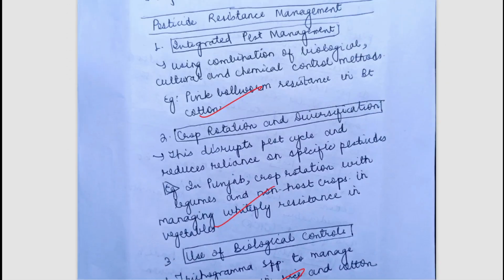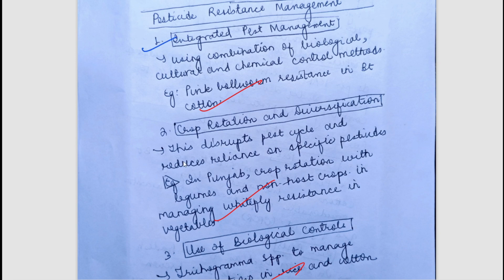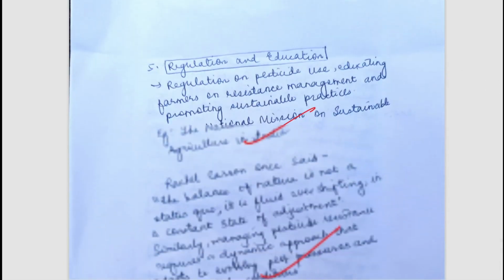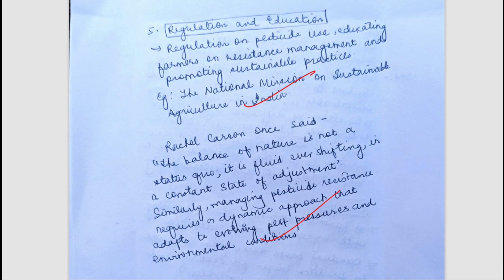How can we manage pesticide resistance? Obviously, we can do integrated pest management. We can do crop rotations. Sometimes monocropping helps the pests establish themselves on certain crops. But when you keep rotating the crops, the pests are not able to establish themselves because the crops keep changing. Yes, use of biological control. We can do precision farming and technology. We can educate farmers to use pesticides properly. Many times the pesticide resistance developed is due to heavy, unsustainable use of pesticides. So that needs to be addressed, and the farmers should be made aware of it.